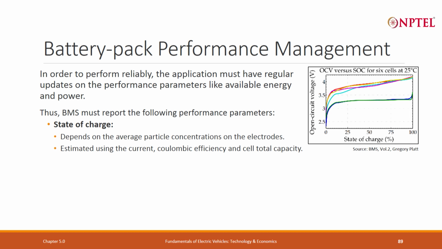Based upon that, there are several algorithms for coulomb counting, but that is the charge coming in or going out, and that finally depends upon the average particle concentration on the electrode. That's a chemical process. When that chemical process gets converted into electrical energy, the coulomb charge comes in and goes out. That has to be counted. And how is it done? It is estimated by measuring the current, then the coulombic efficiency of the cell and the total capacity of the cell.